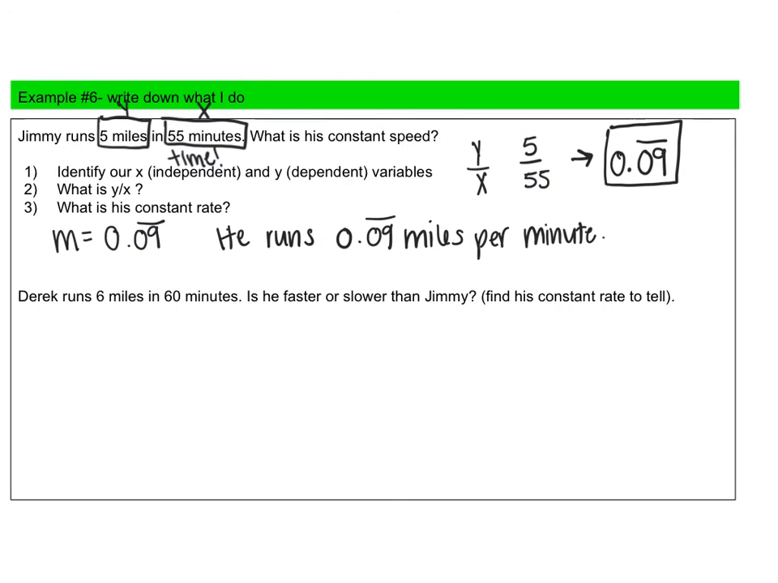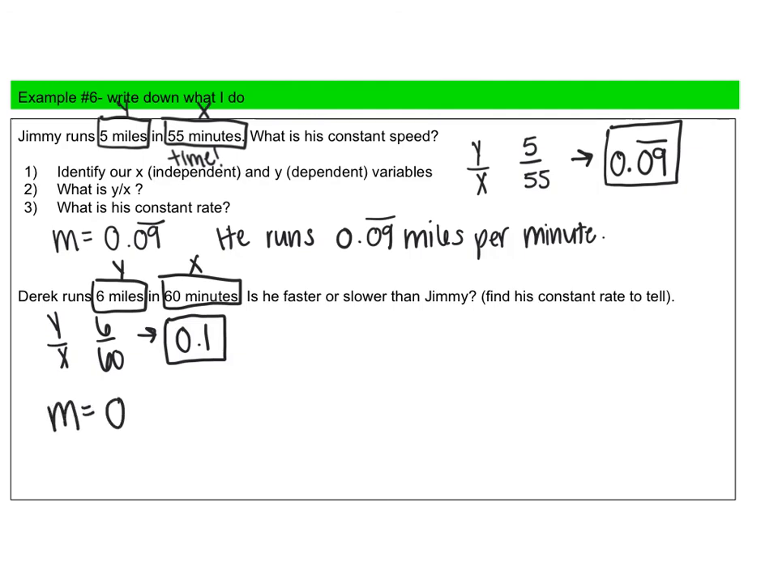All right. Part 2 says Derek runs 6 miles in 60 minutes. Is he faster or slower? Well, we have to find his constant rate. So we have to do y divided by x. Remember that x is our time and y is going to be our miles. So this is going to be 6 over 60. Well, if I do this in a calculator, 6 divided by 60 comes out to 0.1. So his slope, or his constant rate, is 0.1. And remember that there can be an invisible 0 after that if it helps you compare. Well, he runs 0.10 miles per minute.